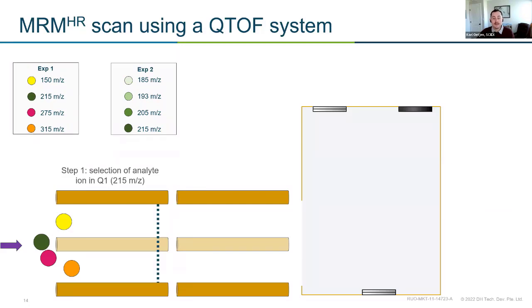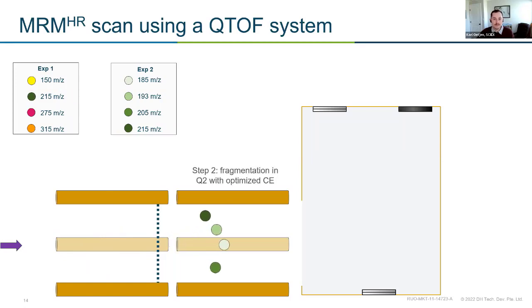And the answer is not a whole lot, at least not in the beginning. So in this case, we are again telling our instrument to look for that 215. So our first quadrupole is going ahead and just filtering out everything that's not that 215 ion. We then have fragmentation taking place. So up until this point, nothing's changing. We have fragmentation in our second quadrupole. But here is where things change when we enter the TOF analyzer.